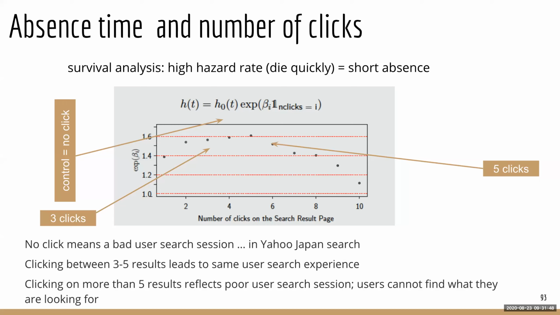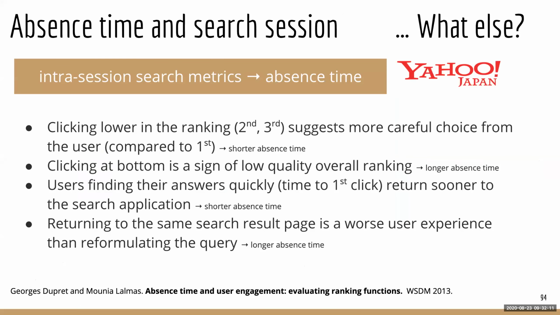Remember, this is not web search, it is query answering. Click on more than 5 results reflects a poor user search session. Users cannot find what they're looking for. It's because when you have 5 clicks, you see the hazard rate actually decrease. So the absence time is longer. And using similar things, we also observe that clicking lower in the ranking suggests more careful choice from the user, so shorter absence time. Clicking at the bottom is a sign of low quality. So if you have to go to the end, the ranking was not good, longer absence time.